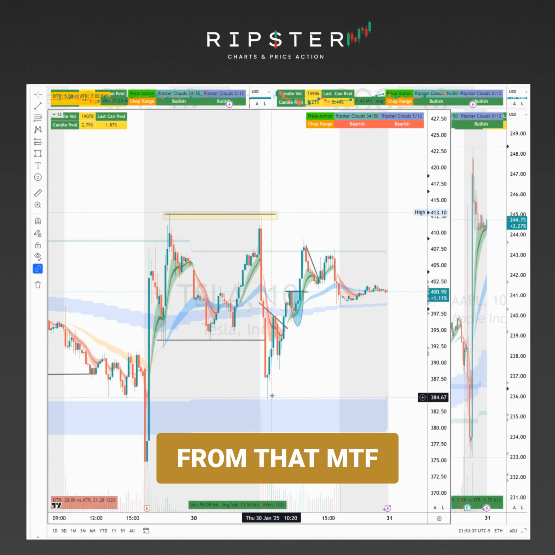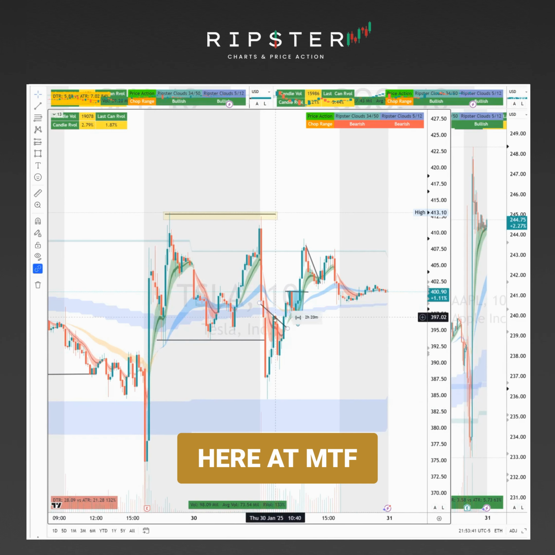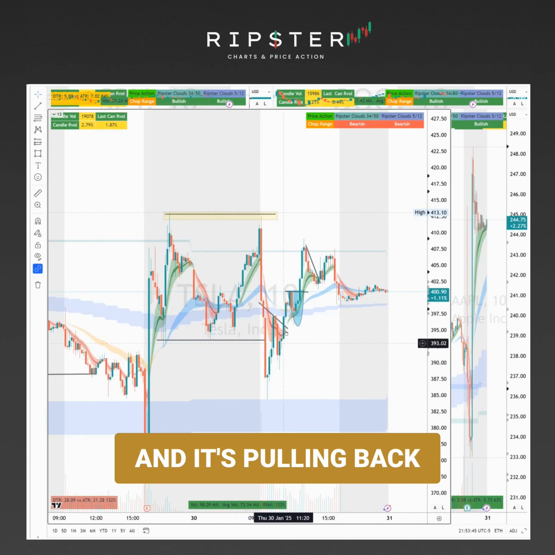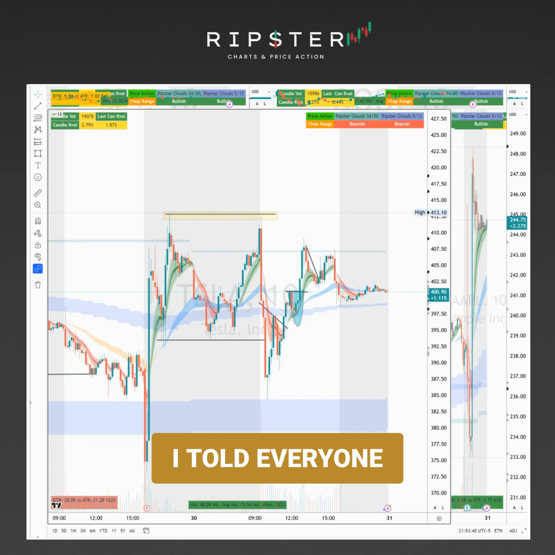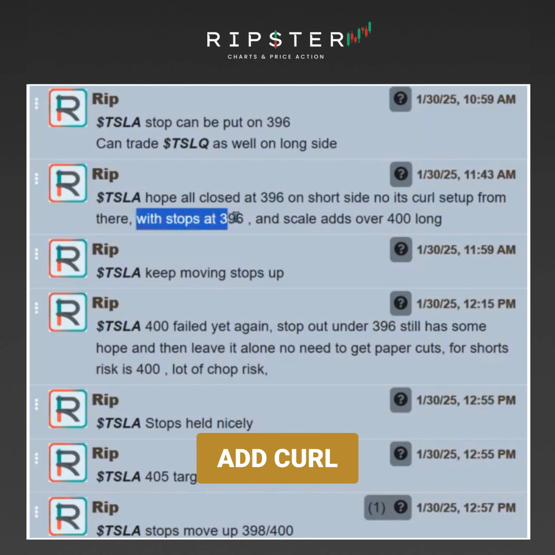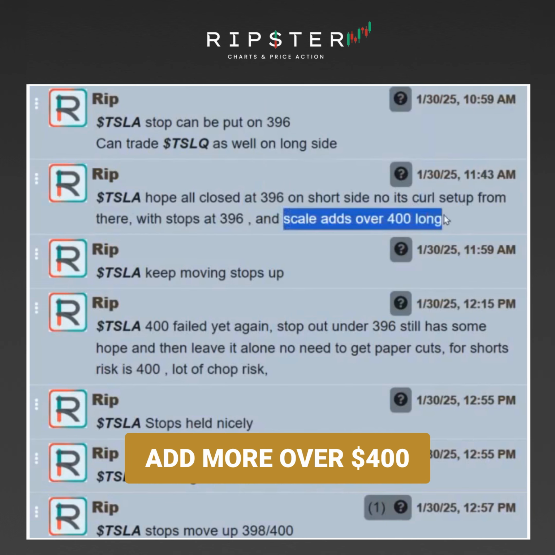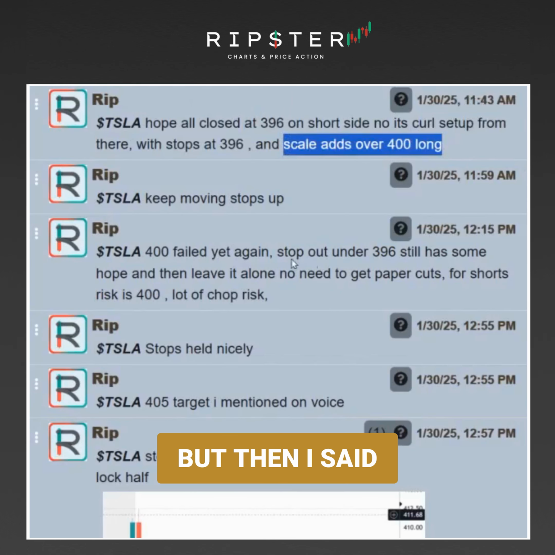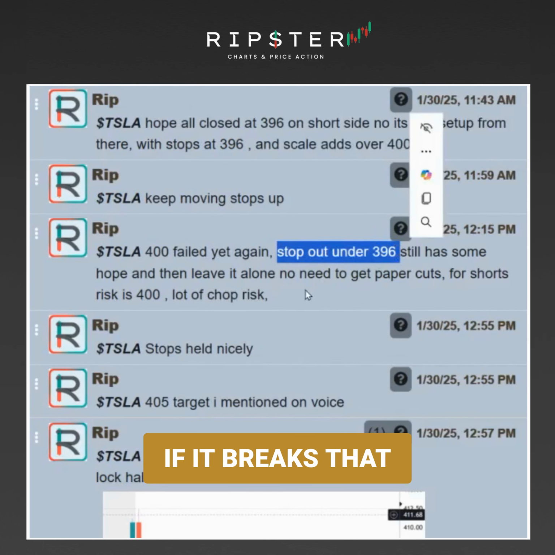Beautiful bounce from that MTF, and then there was another short here at MTF. This is the 1 hour MTF cloud, and it's pulling back. And then at end of the day came the longs. I told everyone, put your stops at 396. Close the shorts. It's a curl setup. Add curl stops at 396. Add more over 400. So 400 failed for once, but then I said stop out under 396 if it breaks that. But it never broke.